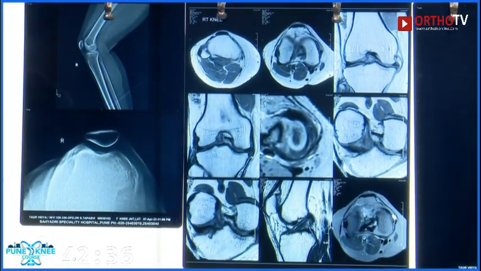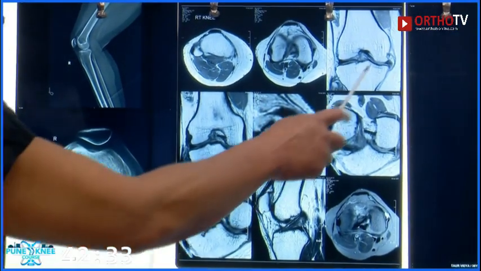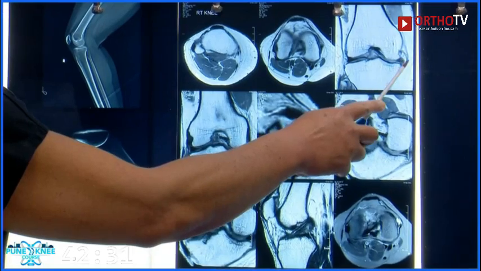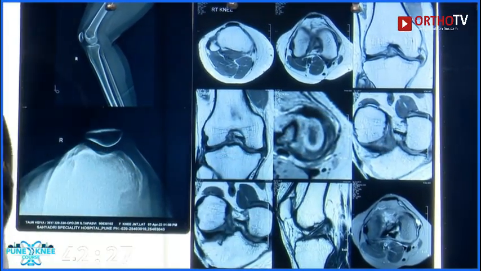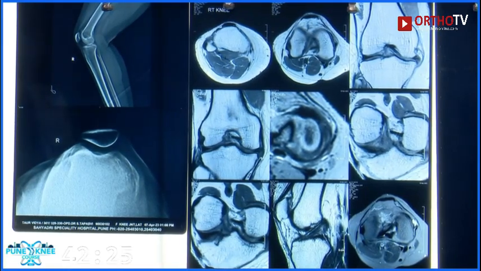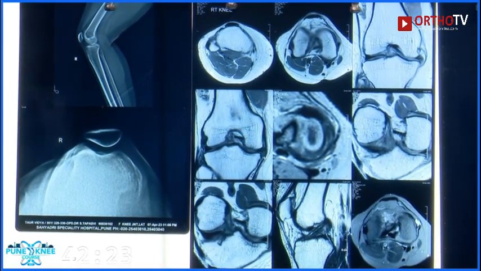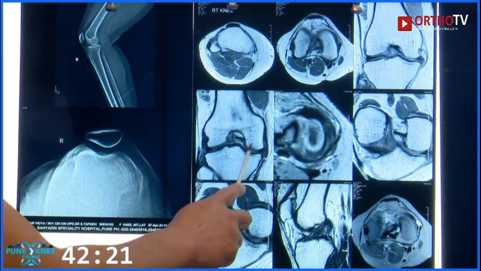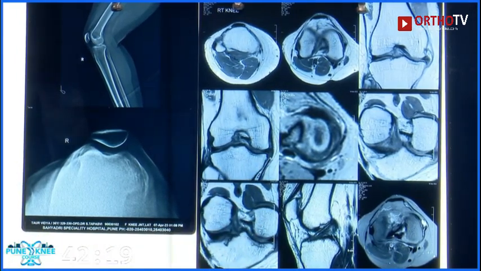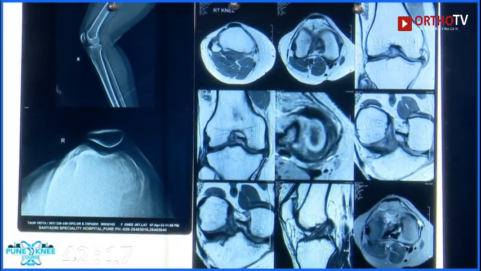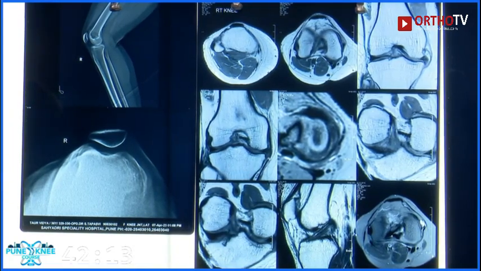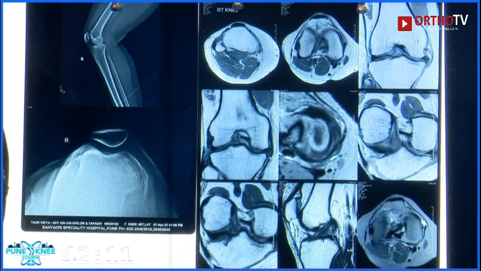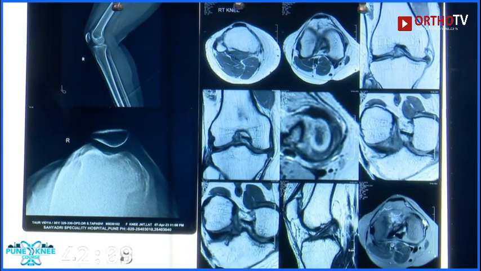So the abnormality that we can see is, firstly, a parameniscal cyst that's associated with the medial meniscus. This is a degenerate medial meniscus, and we can see from this cut a horizontal meniscal tear. On the coronal section, we do not see the tear extending to the posterior horn. There's some suggestion of intrameniscal degeneration in the posterior horn.